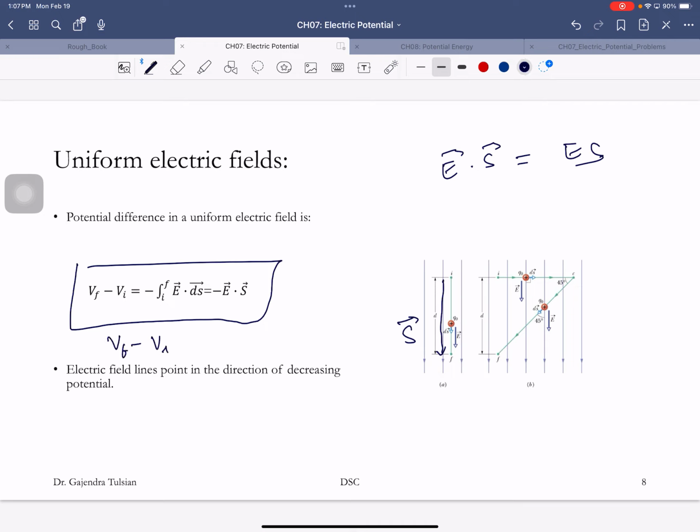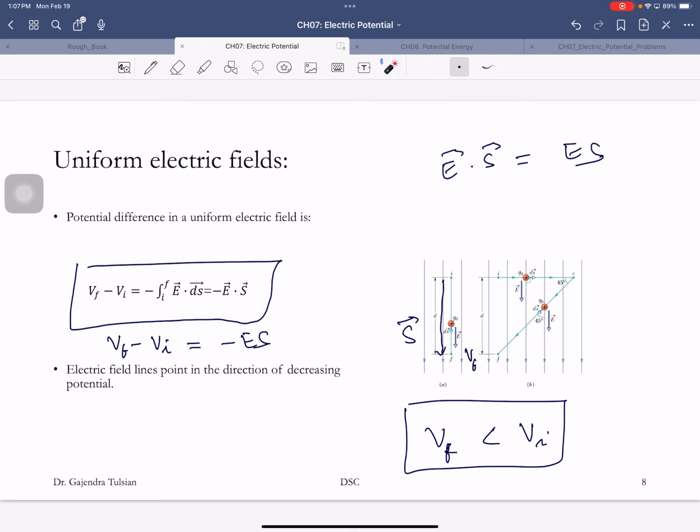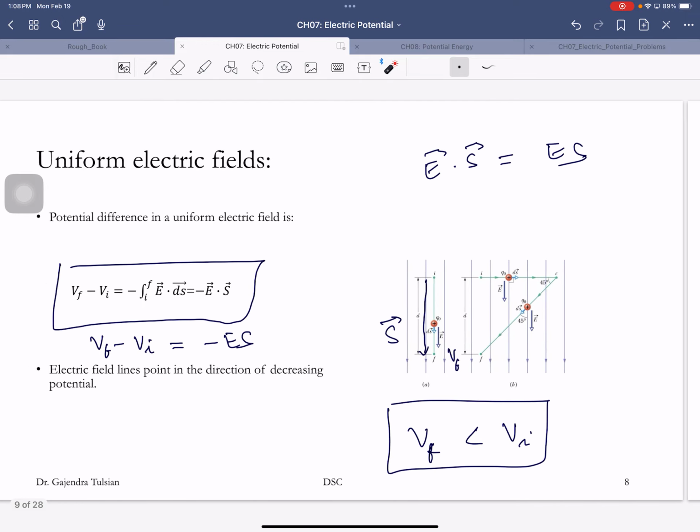So what is this equation telling you? V final minus V initial equals minus ES. This guy is positive, so V final is less than V initial. The electric potential at this point is lower than at this point. So electric potential decreases in the direction of the electric field, or electric fields point in the direction of decreasing electric potential. So electric field lines point in the direction of decreasing potential.